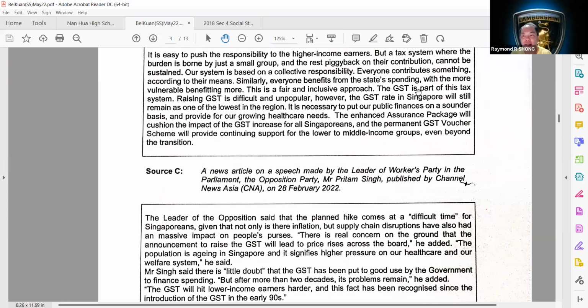Xiao Xing, this is the word: the GST is part of the taxes. And in line with, say, there is little doubt that the GST has been put to good use by the government for financial spending. You see? So Pei Kun, actually, sorry, I may be wrong, I apologize. This is my personal opinion, Pei Kun.